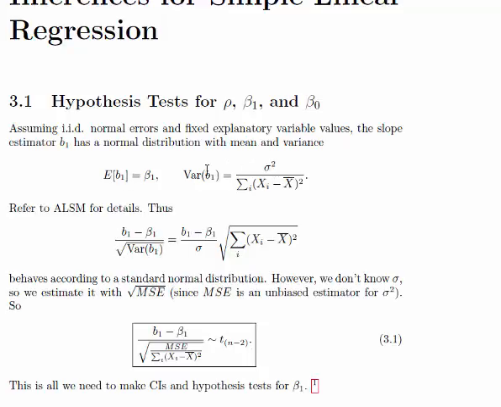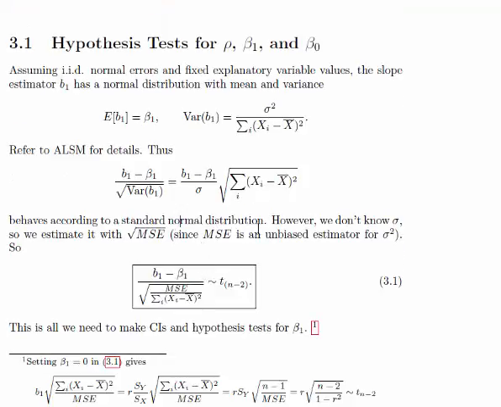It turns out, if you work through the algebra, it's just B1 minus beta1, all over sigma times the square root of all this stuff in the denominator. All of this, it turns out, behaves according to a standard normal. Okay.